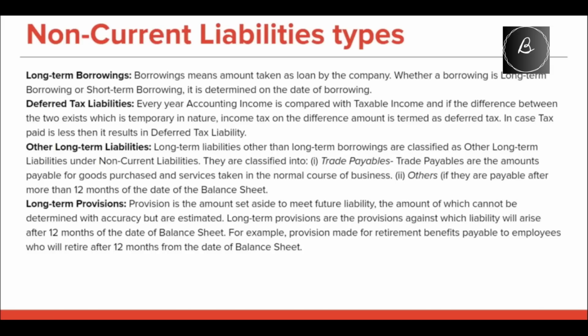Long-term provisions. Provision is the amount set aside to meet future liability, the amount of which cannot be determined with accuracy but is estimated. Long-term provisions are the provisions against which the liability will arise after 12 months of the date of balance sheet. For example, provision made for retirement benefits payable to employees who will retire after 12 months from the date of balance sheet.